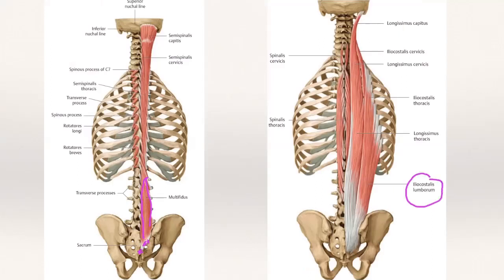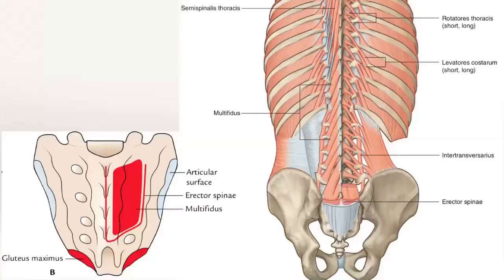erector spinae. Okay, erector spinae is not a single muscle, right? So the fascia of the erector spinae attaches like this in between the multifidus. Okay, this is multifidus and erector spinae. You see, this is the erector spinae fascia, and this is multifidus, right?